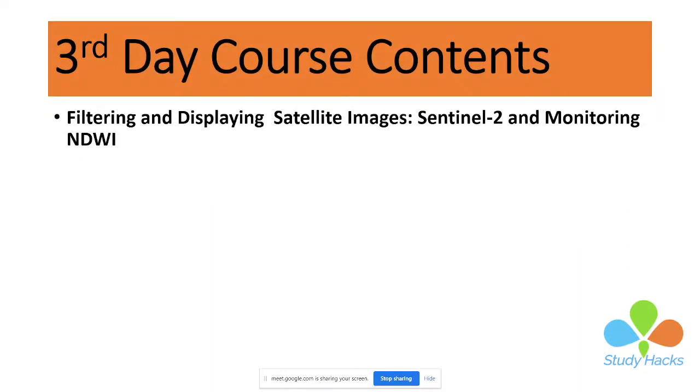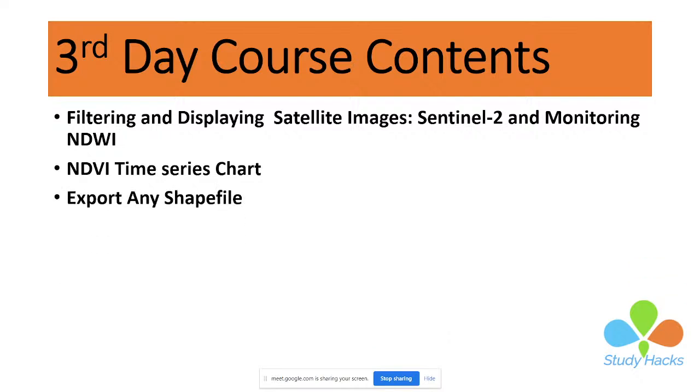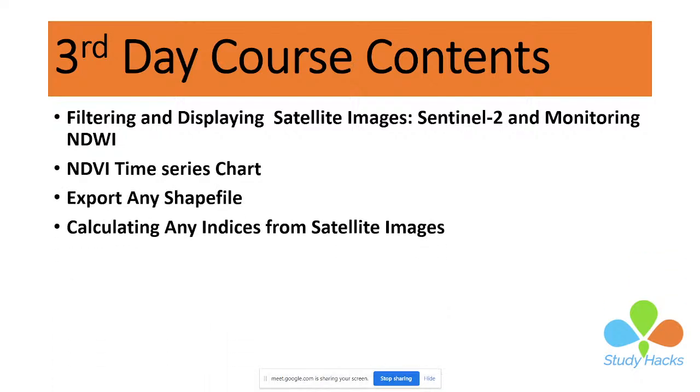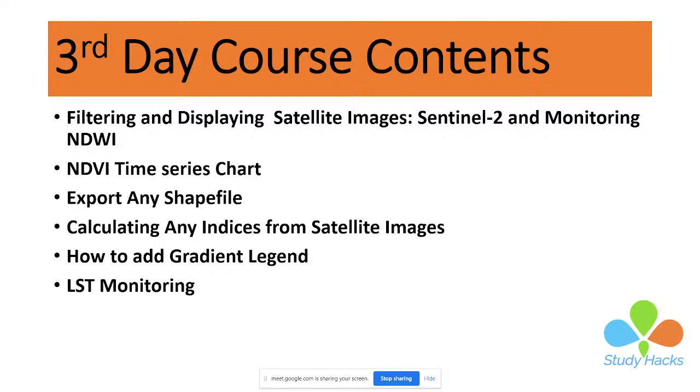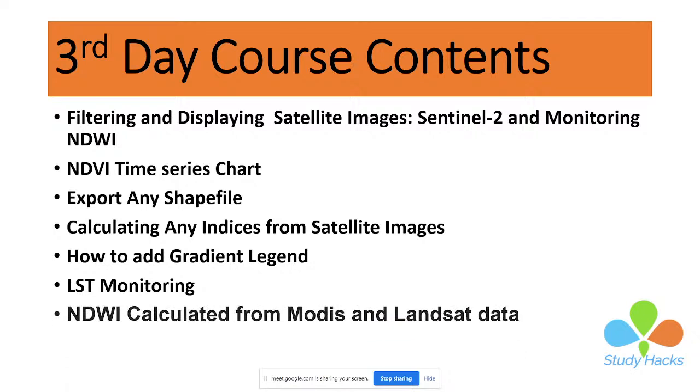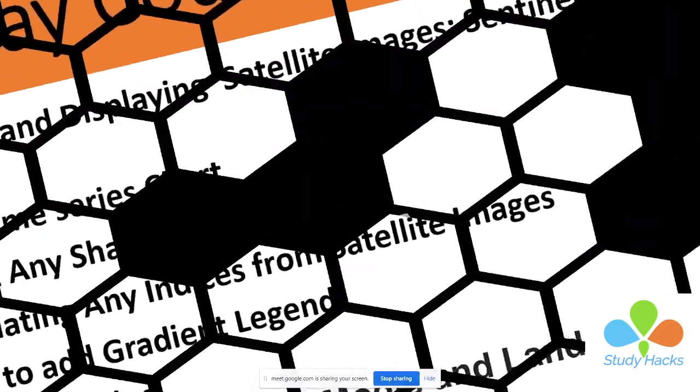First of all, I will discuss how we can easily filter and display the satellite images, Sentinel 2. Then how to make the NDWI using this Sentinel 2 satellite imagery. Then how to make the NDVI time series chart, how to export any shape file, calculating indices from satellite images, how to add the gradient legend, and how to monitor land surface temperature. Mainly Landsat, Sentinel and MODIS, we will show you both. Then how to calculate the normalized difference water index with MODIS and Landsat data. This is our third day's course content.